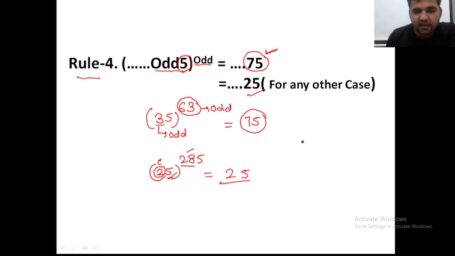That's it. For example, if I say find the last two digits of 60 power 65, now this is an even number, right? So the answer would be 25. That's it.